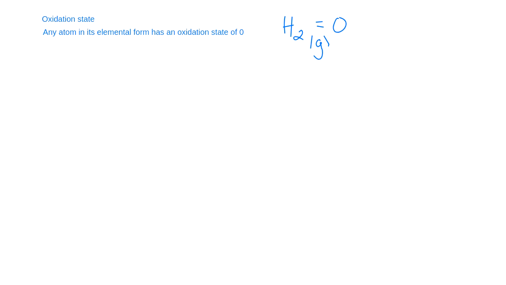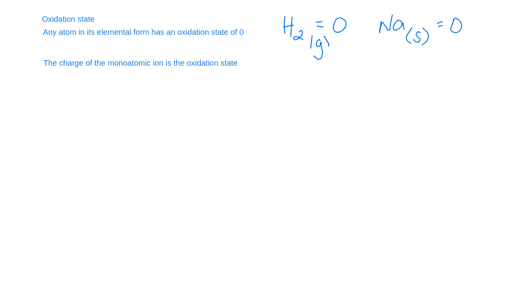Same thing if we just had sodium metal, for instance. Sodium as a solid, we would expect to have an oxidation number of 0. So this works for diatomic elements as well as monatomic elements. Anything in its normal elemental state has an oxidation number of 0. The next thing is looking at monatomic ions. If we're dealing with a monatomic ion, the charge of the monatomic ion is the oxidation number, or the oxidation state.